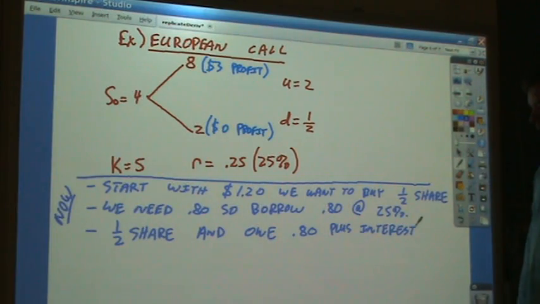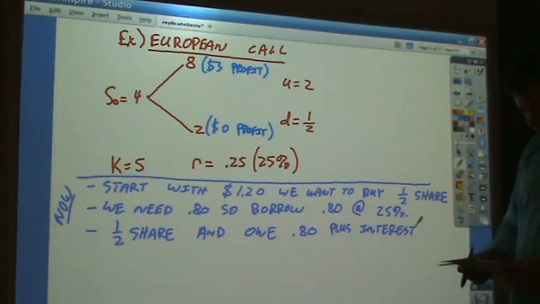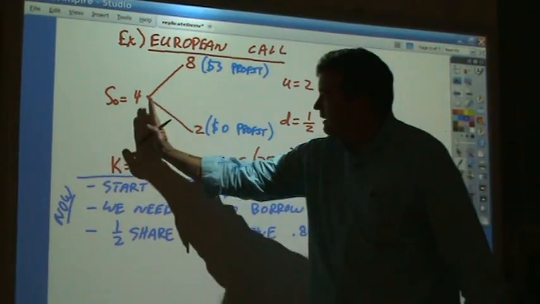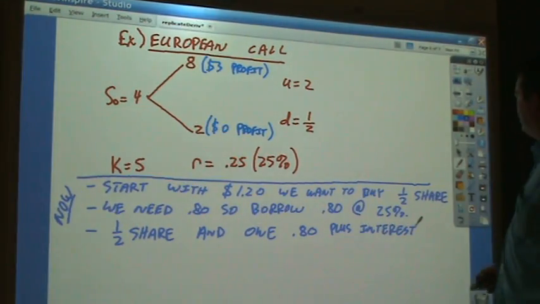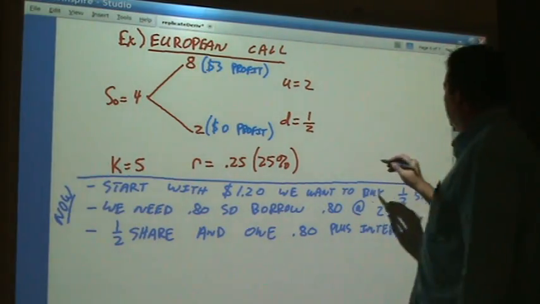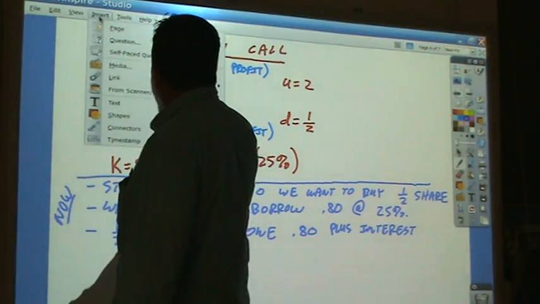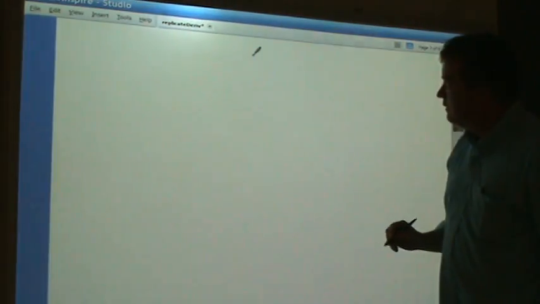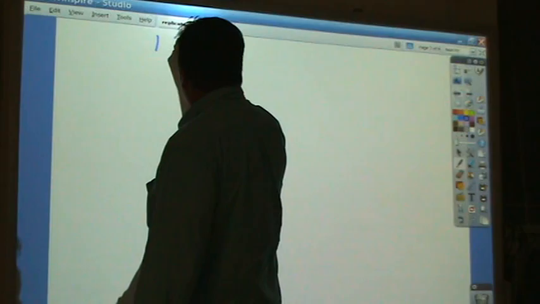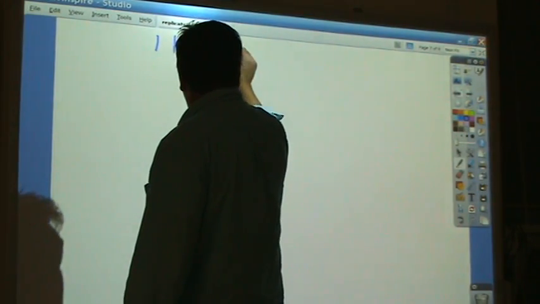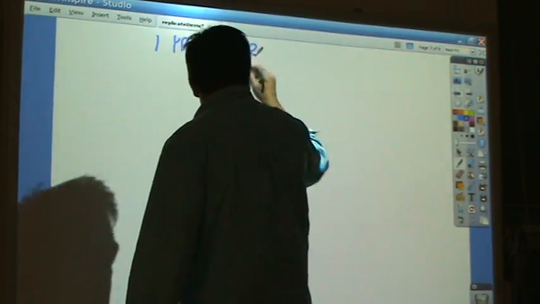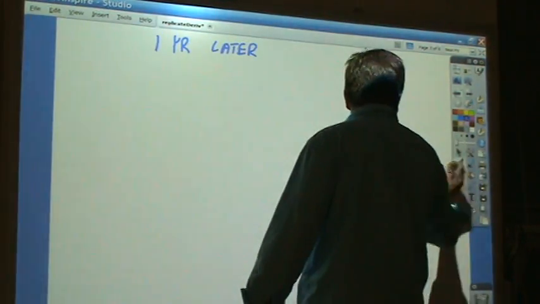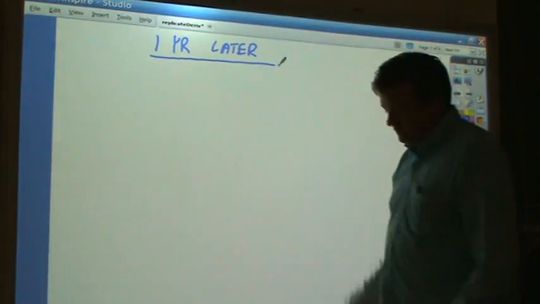That's our position right now. Where would we be 1 year later, or whenever this option expires? Where are we going to be? So, let's do this. Okay, 1 year later, or whenever, sorry, when the option expires. Yeah, I'll make it a 1 year problem. 1 year later, where would we be?